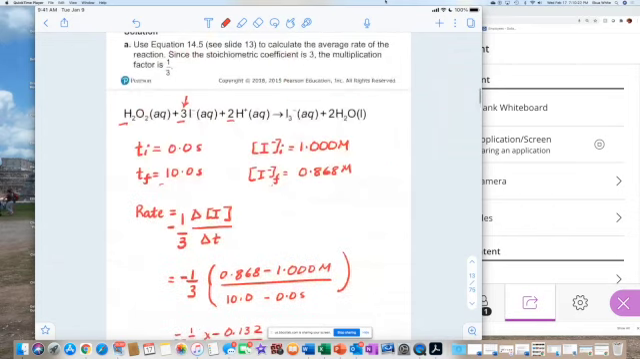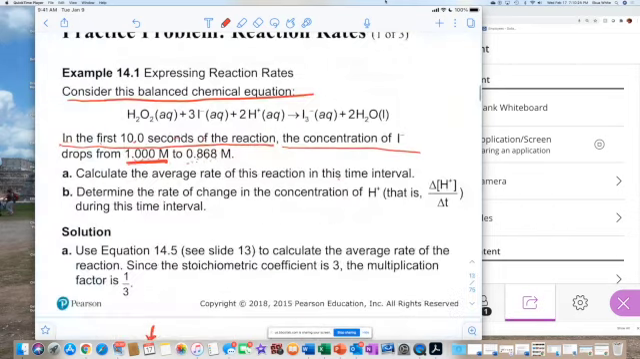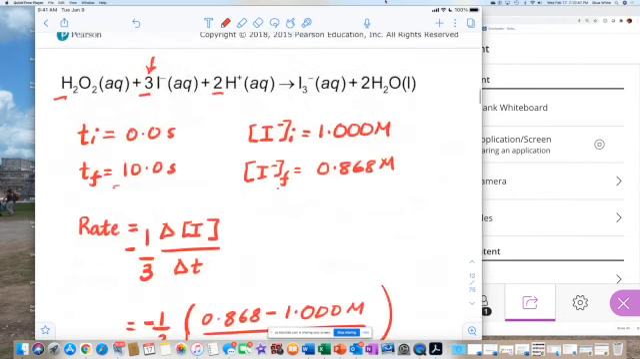Okay, so here with the second question, determine the rate of change in the concentration of H plus. So we are trying to find H plus alone, not the whole reaction. Here it was the whole reaction. Here is H plus alone. So H plus is a reactant, so we know it's going to decrease with time, right? They tell you that is delta H over delta T during this time interval.